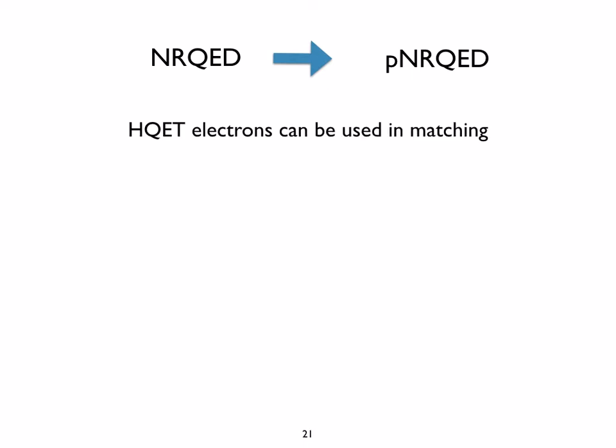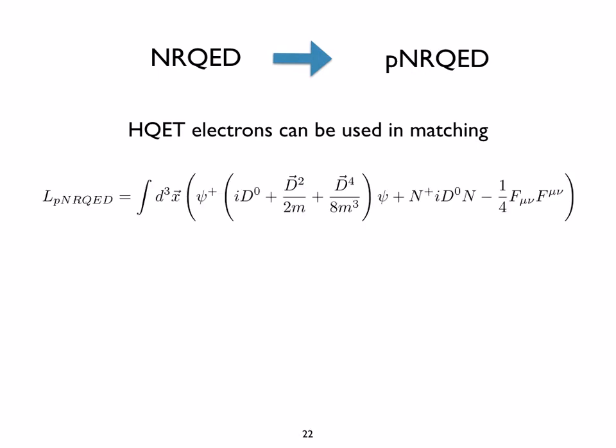We can treat electrons here for matching as HQET wave functions. First of all, 2-point functions are insensitive to the relative momentum, and so they will have similar kinetic terms for electrons, photons, and also for the static source. But 4-point functions now know about the relative momentum, and so potential terms arise, and this describes the potential piece.